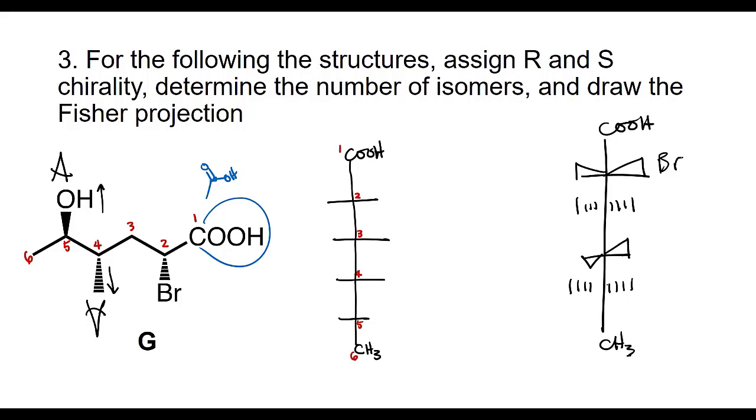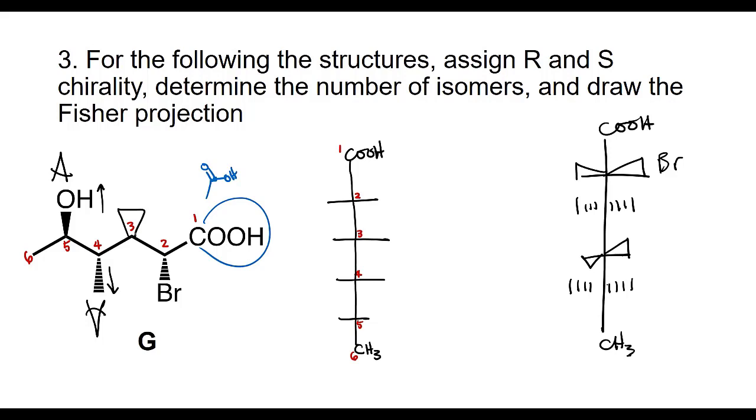Is a Fischer projection like a view from the bottom? No, it's a view with the substituents facing towards me. So when I look at carbon 3, the substituents are facing upwards, right? So I need to change my perspective. On a Fischer projection, I change my perspective every other carbon. That is very weird.